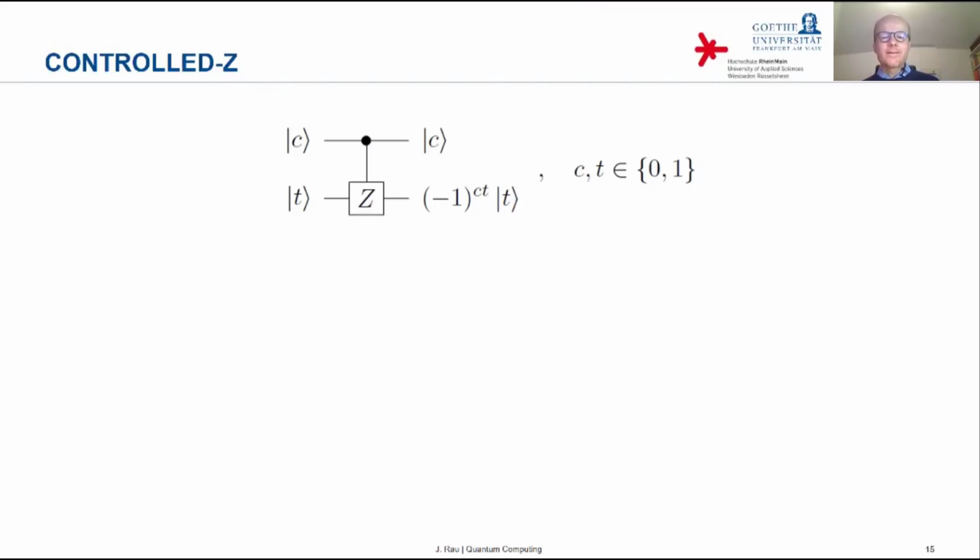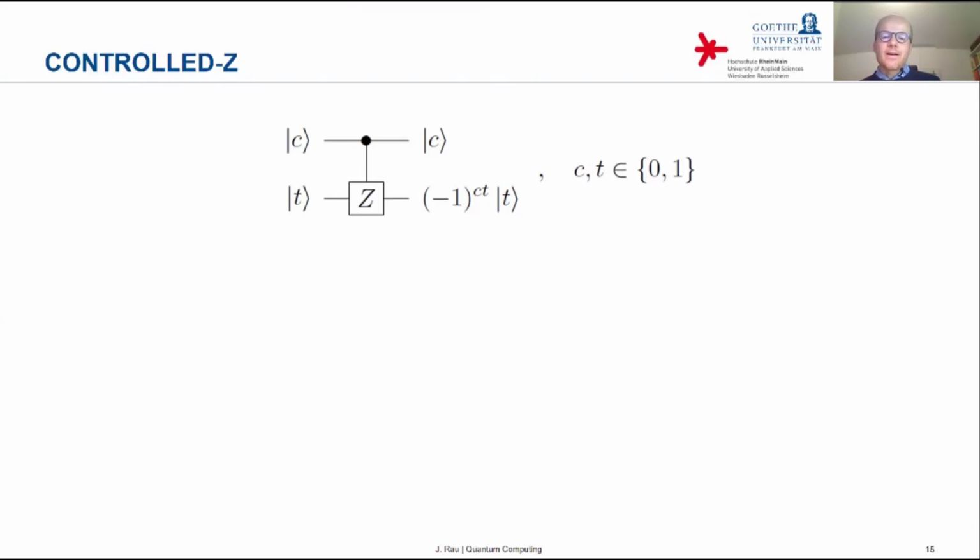depending on both the control qubit and the target qubit basis state. If both of them are 1, then the target qubit state acquires a factor -1 and otherwise remains unchanged. It's only this prefactor. Yeah? So if the control qubit is 0, then you see the -1 to the power C times T is 1, so nothing changes in any case.